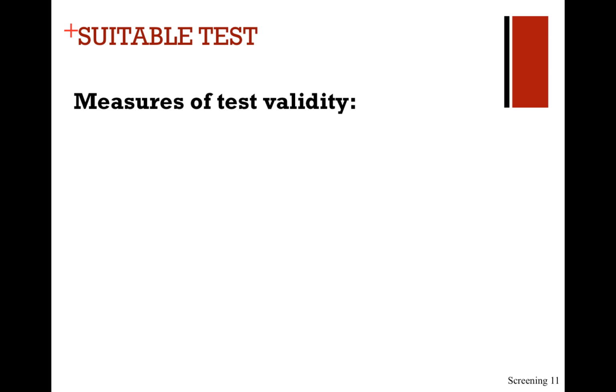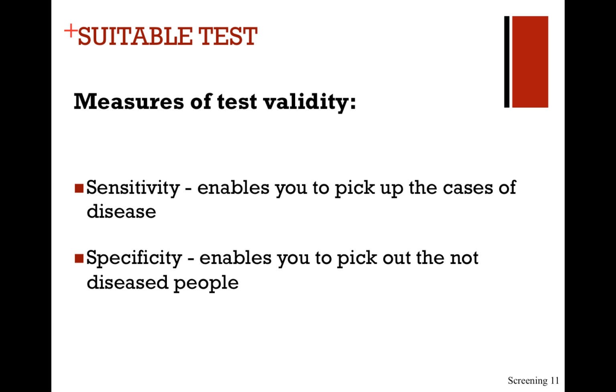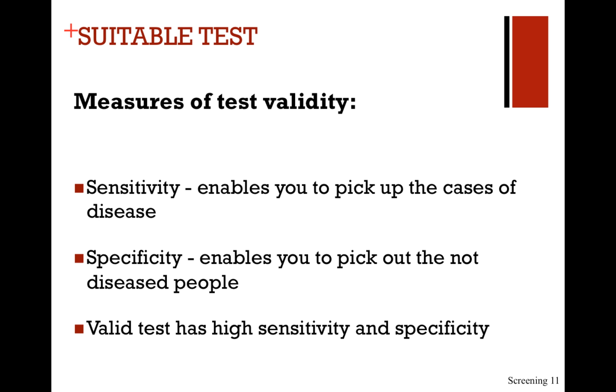So there are two different ways to test validity. There's sensitivity, which is the ability to identify cases, so identify people who are positive as positive, and specificity, the ability to identify people who are negative as negative. And a valid test has both high sensitivity and specificity.